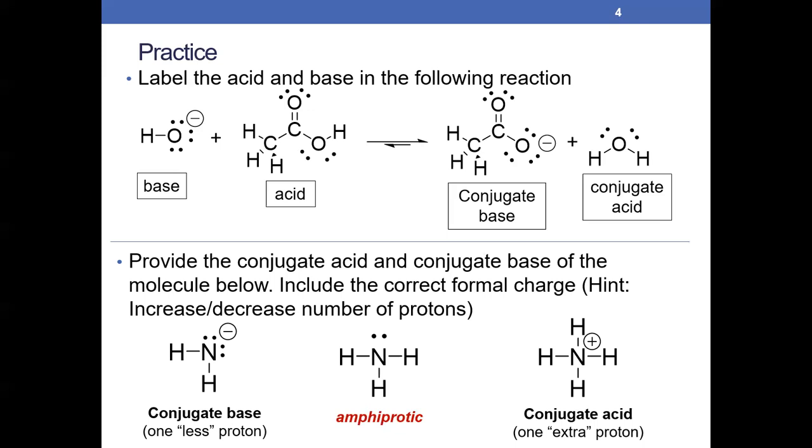We have a specific label for species that can act both as an acid and a base. We call this amphiprotic. It's just a fancy term for saying it can act as an acid or a base. You can't necessarily imply how it'll act; depending on the set of conditions, it'll act either as an acid or as a base.